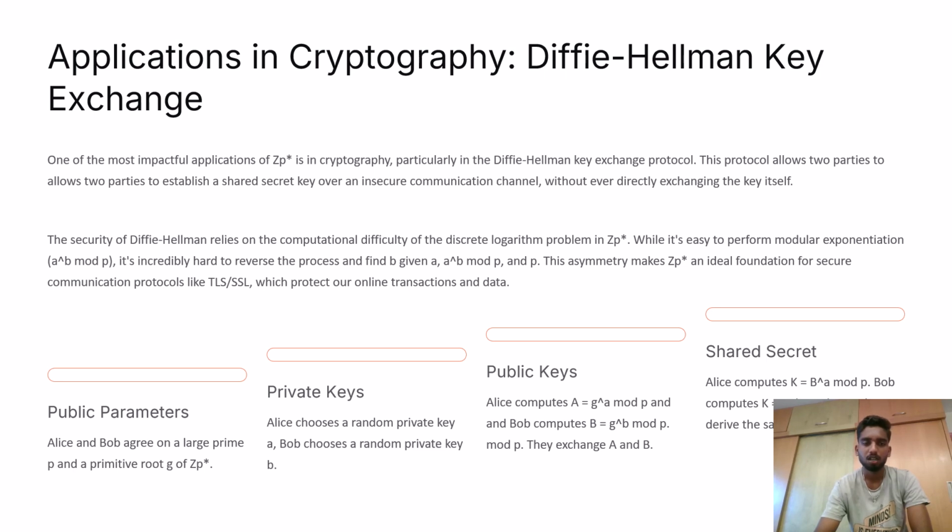Public parameters, where you can see an example, and private keys, where you can also see an example. In the public keys, Alice computes A equals g to the power a modulo p. And for the shared secret, Alice computes K equals B to the power a modulo p.